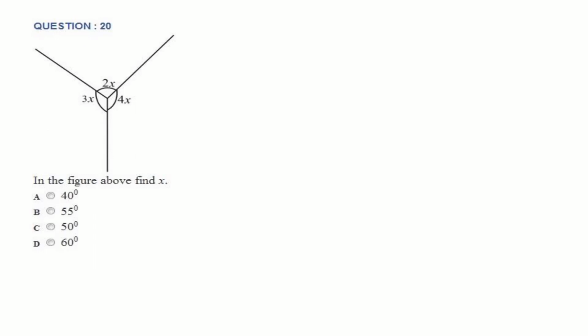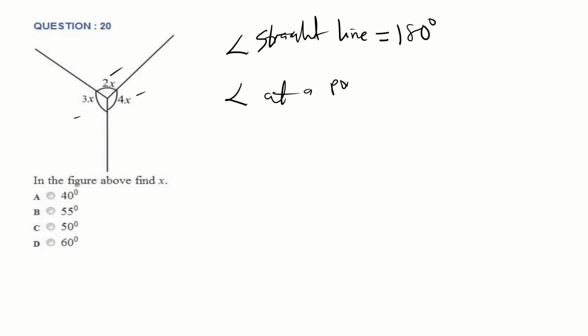It is a basic question on trigonometry. We are given a shape that has some angles. This is 2x, 4x, and 3x, and we have to find the value of x. Now recall that angles on a straight line equal 180 degrees, and angles at a point equal 360 degrees.